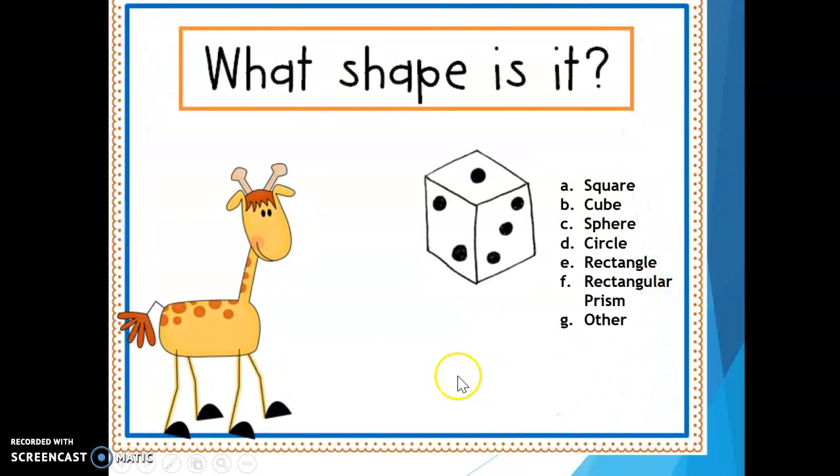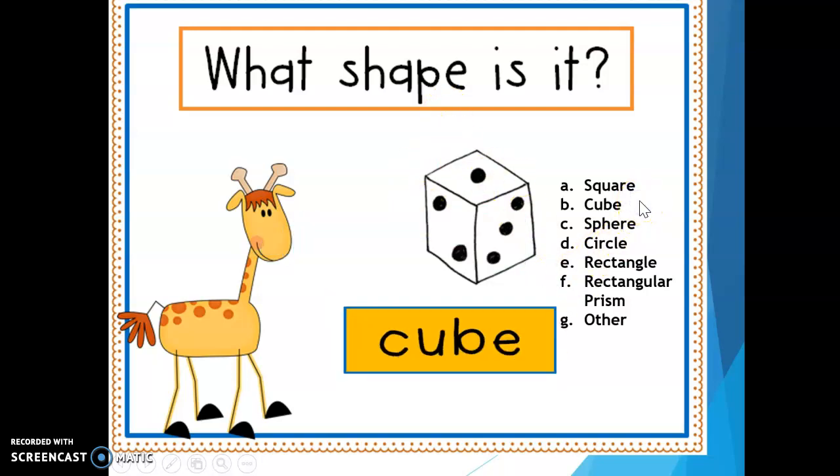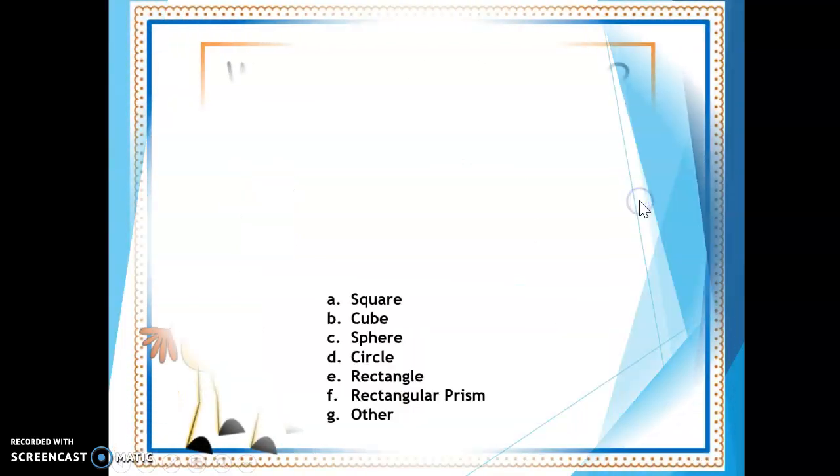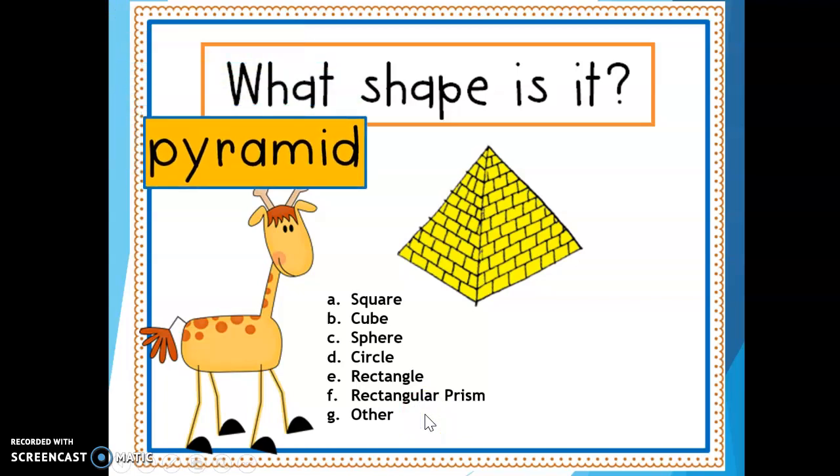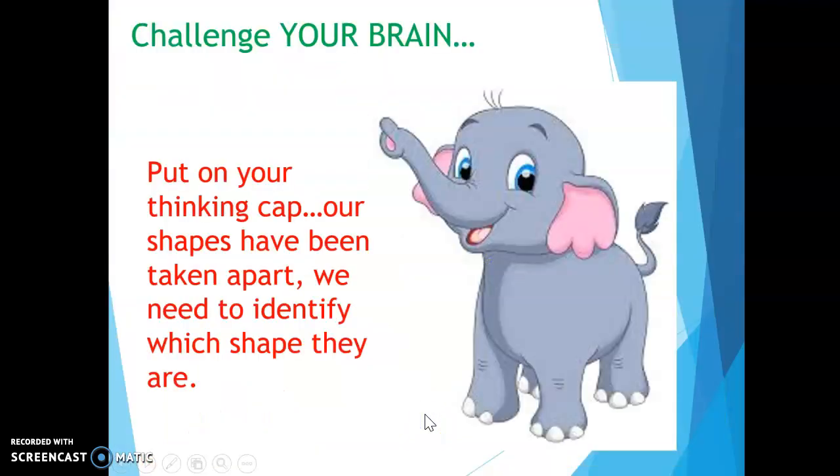How about this dice? Has squares around the sides. If you said B, cube, you are correct. How about this? Located in Egypt as one of the places. If you said G, other, it is a pyramid. Now, you really got to challenge your brain on this one. Put on your thinking cap.